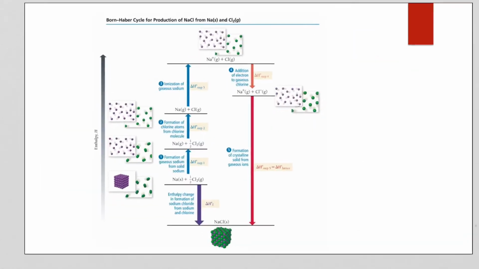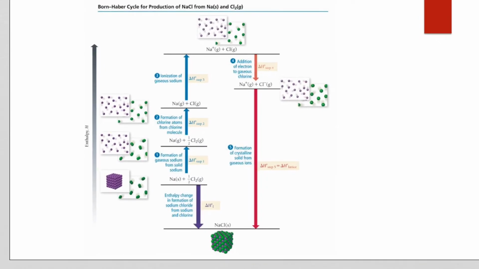So let's zoom in here just a little bit. And we can sort of think about these steps. So if we start with sodium and chlorine, first of all, we're going to vaporize the sodium. And this is going to take energy. This is going to be an endothermic process. So we have to go from solid sodium to gaseous sodium.